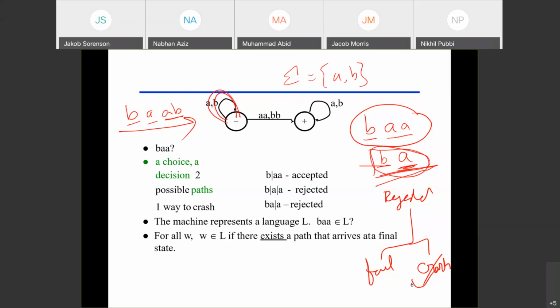Make sense? Okay, makes sense. Any questions, if you have confusion about acceptance, fail, and crash?